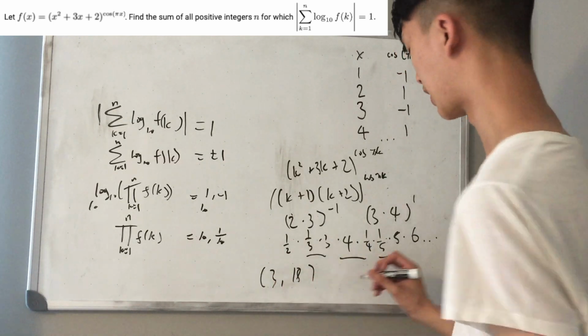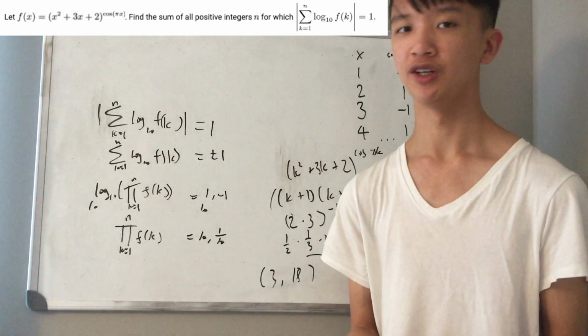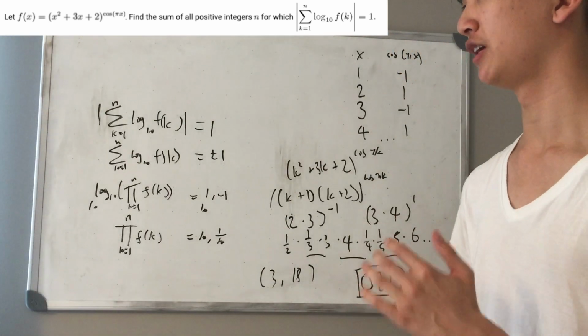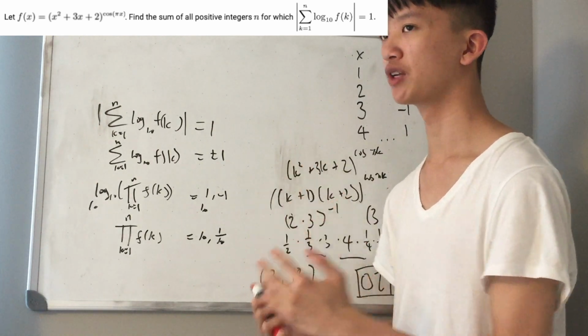Or on AIME, you would write 0, 2, 1. And that is your answer. This question was actually quite straightforward. It just involved some basic knowledge of all of these concepts to make a pretty simple solution.